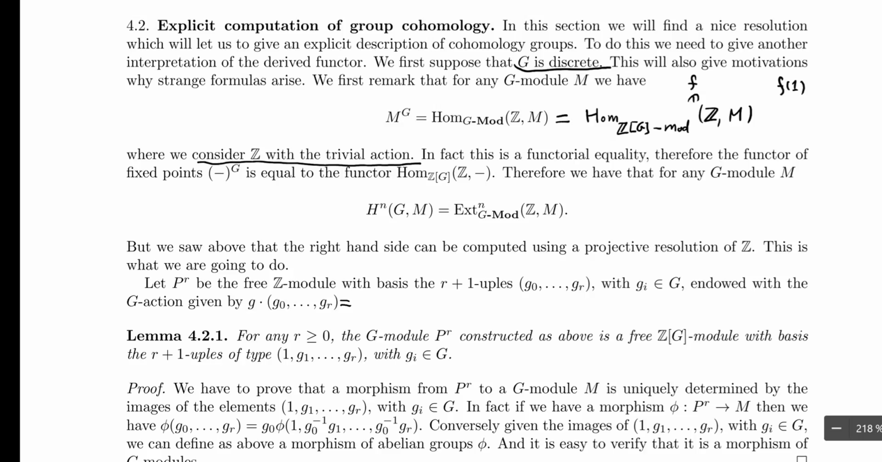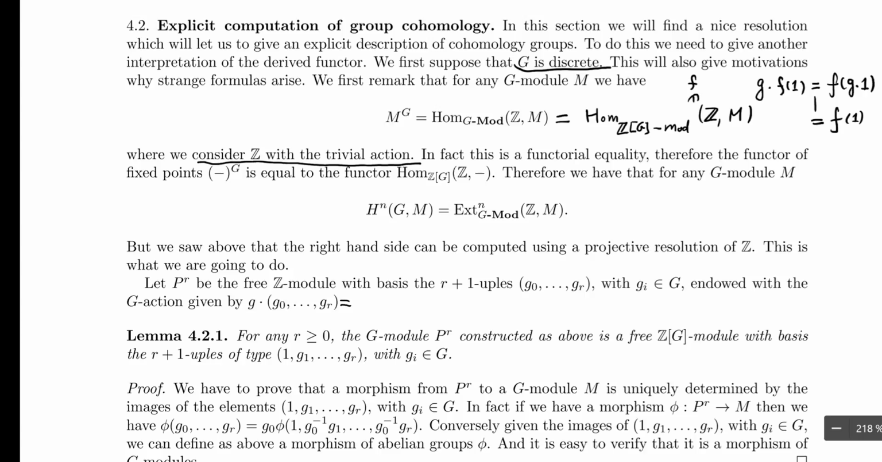So if you first apply f to 1, then you apply g. Since f is a G-linear homomorphism, you should have this. But as we said, G acts trivially on Z. So this is f(1). So you see f(1) must lie in the fixed points of G. And this is the only requirement on f(1). So okay, this is it.